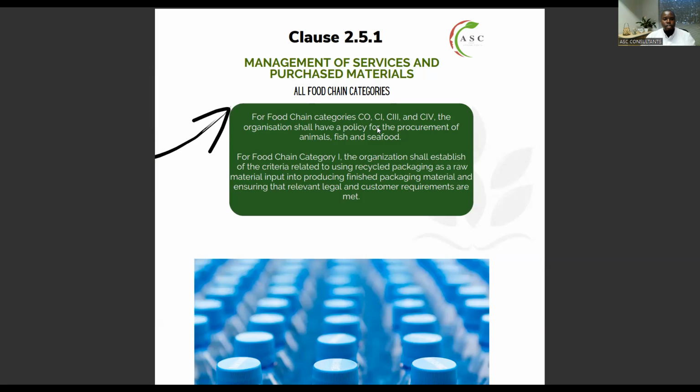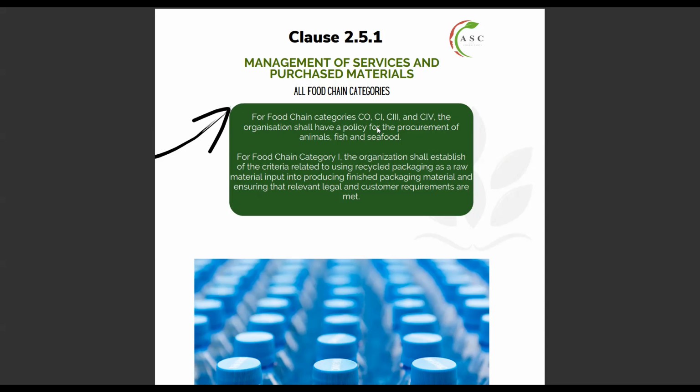Okay. So we are familiar with the management of services and purchased materials, which is, of course, applicable to all food categories. With this clause, there has been a change in terms of who exactly it should be applicable to. For food chain categories C0, C1, C3, and C4, the organization is now required to ensure that they have a policy for the procurement of animals, fish, and seafood. So if your organization falls under these categories, you are required to take into account having a policy that looks into the procurement of animals, fish, and seafood.